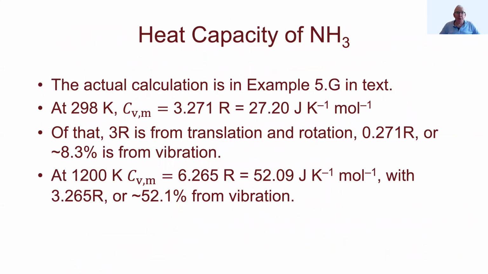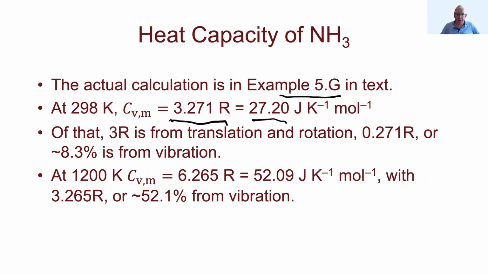What I did instead of doing that is I looked up the heat capacity of ammonia at 298 Kelvin. That calculation is worked out in your textbook. It is, as it says here, example 5G. It turns out that in terms of R, the heat capacity at 298 Kelvin is about 3.27 times R, which turns out to be this number there. We could do that by doing the full calculation. We could alternatively look up an experimental value of that heat capacity pretty easily and compare those, and they match well.